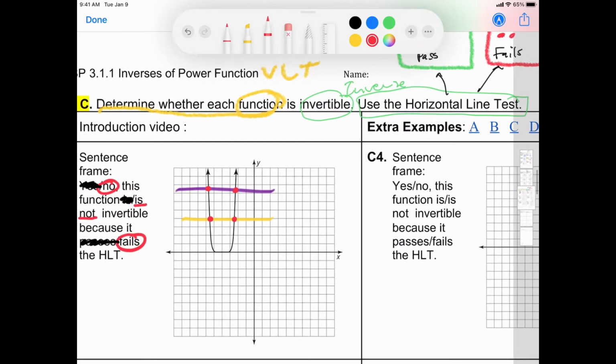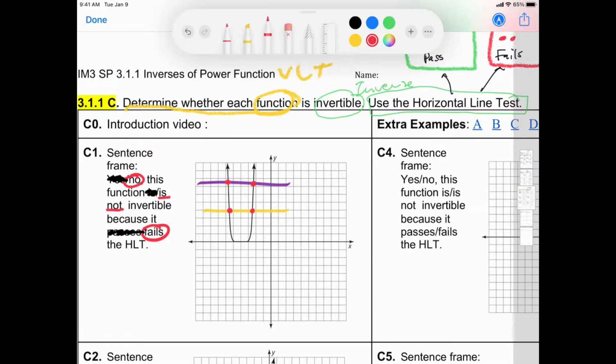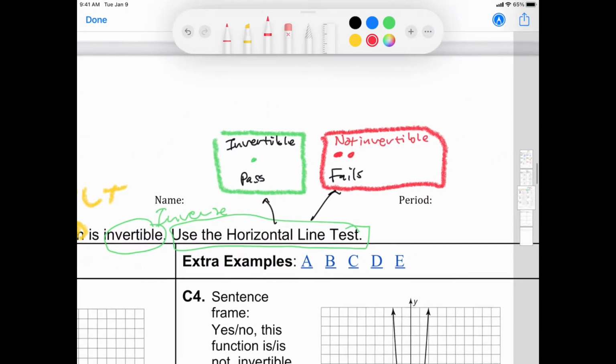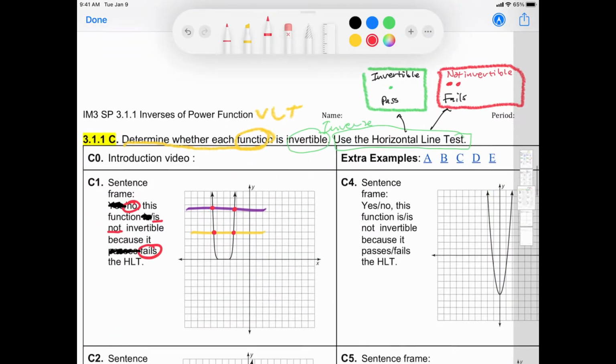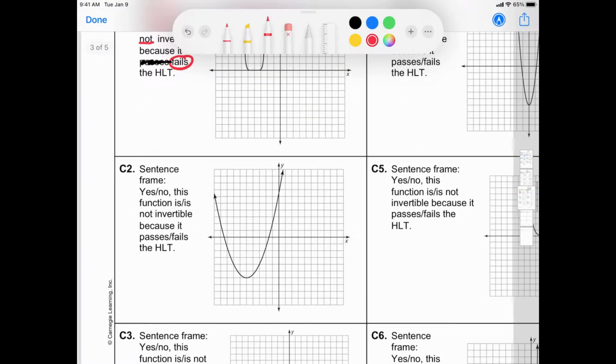C2, determine whether each function is invertible. Use the horizontal line test. If I put a horizontal line, it has 1 dot, it passes. If I put more than 2 dots, then it fails. Let's go ahead and just randomly put horizontal, or you can actually put your pencil down.